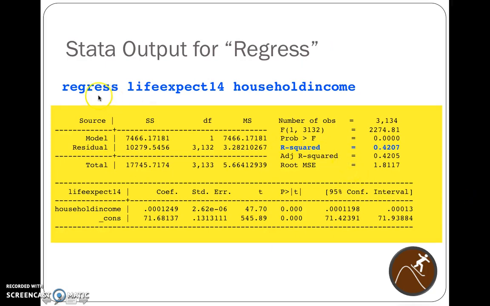So when you do your simple linear regression model, life expectancy 14 and household income, it gives us this r square value. This r square value is based upon this single predictor, household income. We also see our coefficient here, our y-intercept coefficient, our beta value. So this is all y equals mx plus b. Remember that, the line. So we have the r square of 0.4207.